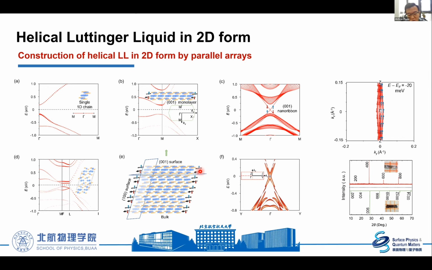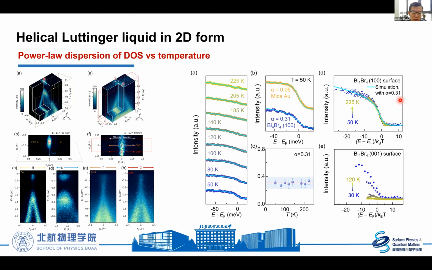Our first principle calculations show the quasi one-dimensional valence structure of the 1-0 surface. Thus, we performed the ARPES measurements for the 1-0 surface. We see that the dispersion is a quasi one-dimensional dispersion, and the energy momentum dispersion shows a linear valence structure. In this case, our experimental results are consistent well with simulations. The 1-0 surface of bismuth bromide could be an ideal platform to investigate or to realize the helical Luttinger liquid in two-dimensional form.